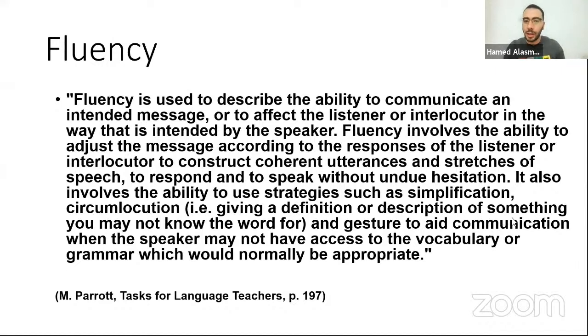But the major difference between fluency and accuracy is that fluency focuses on communicating the message, or the intended message. Sometimes there are some problems with grammar and pronunciation, but the message is clear. However, accuracy is about delivering a message accurately, focusing on grammar, vocabulary, and pronunciation, for example. You're not just focusing on the meaning or the message. You're focusing on the structures as well.